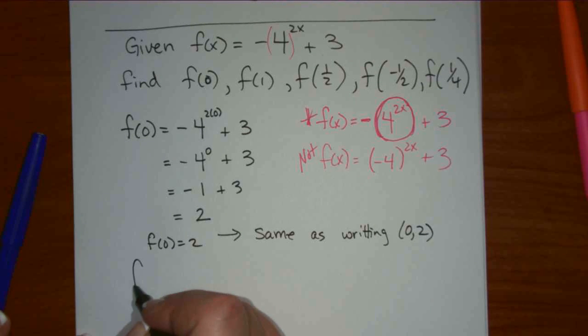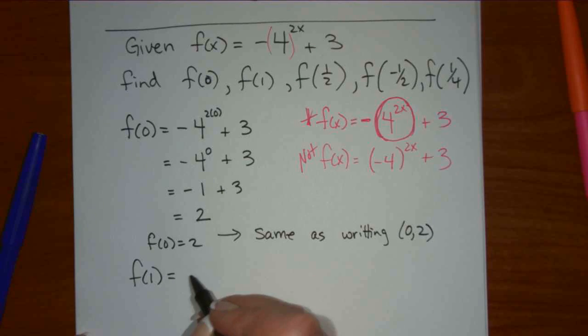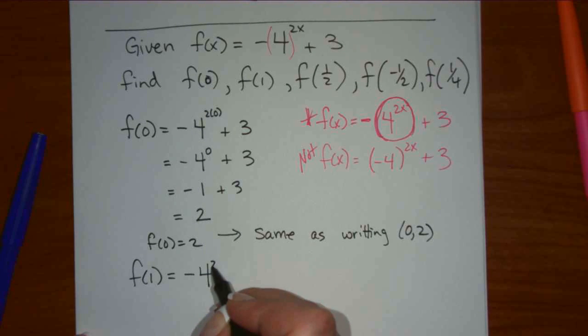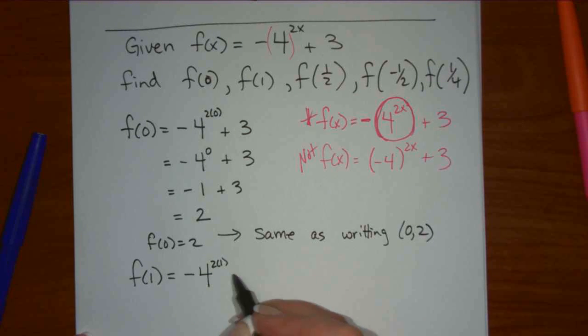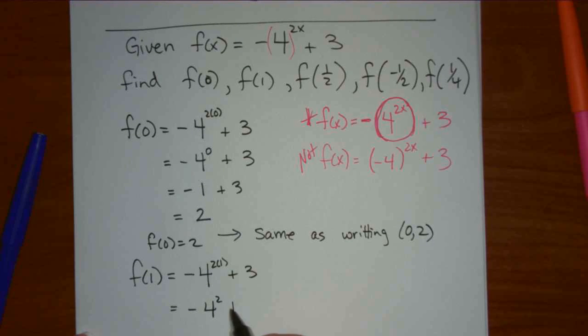All right, f of 1: minus 4 to the power 2 times 1, plus 3. 4 squared, 16, and then the minus in front.